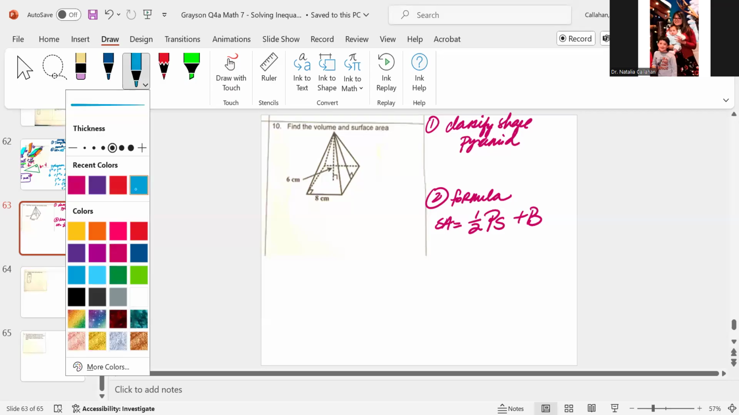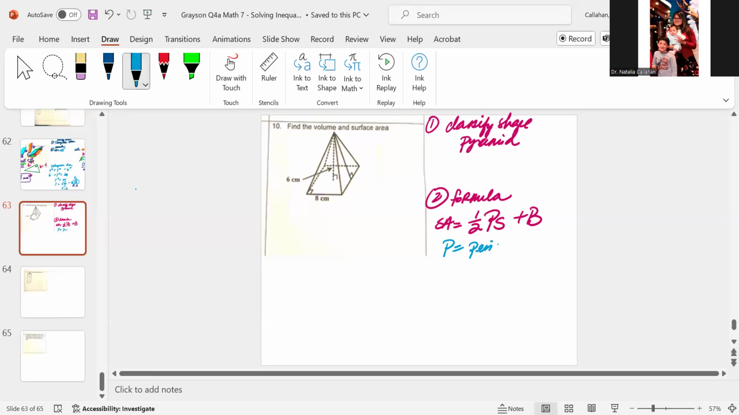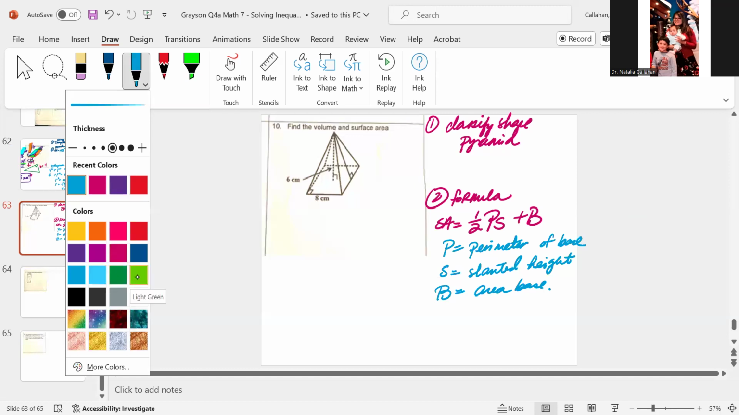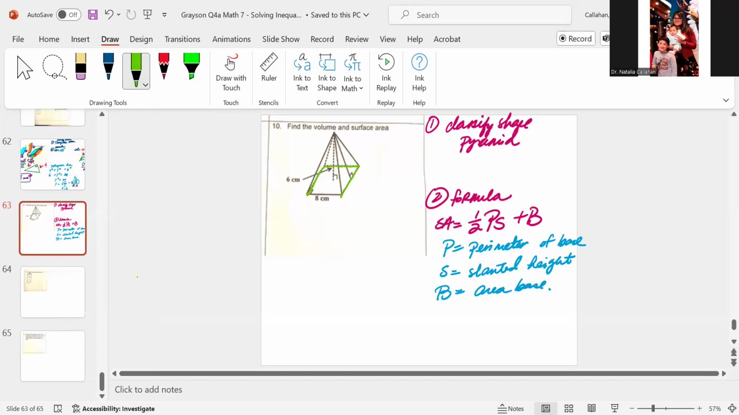Okay. P is perimeter of base. F is slanted height. B is area of base. Okay? Okay. What shape is the base? Shape of the base is a square. It is a square. So let's find the area of the square, right?